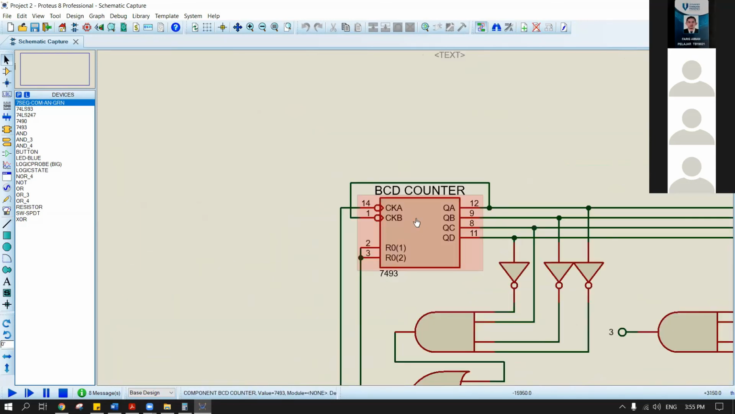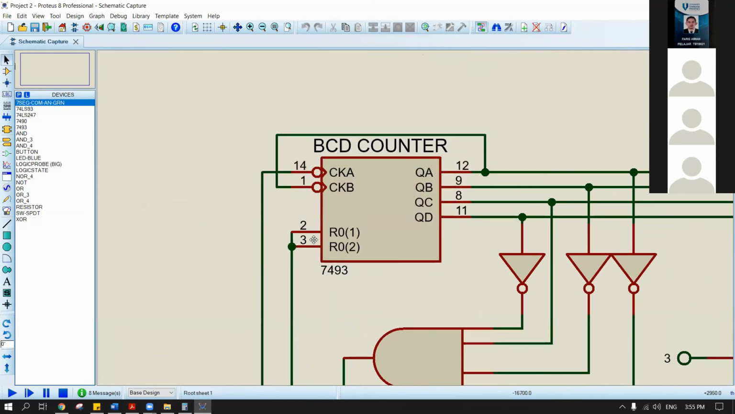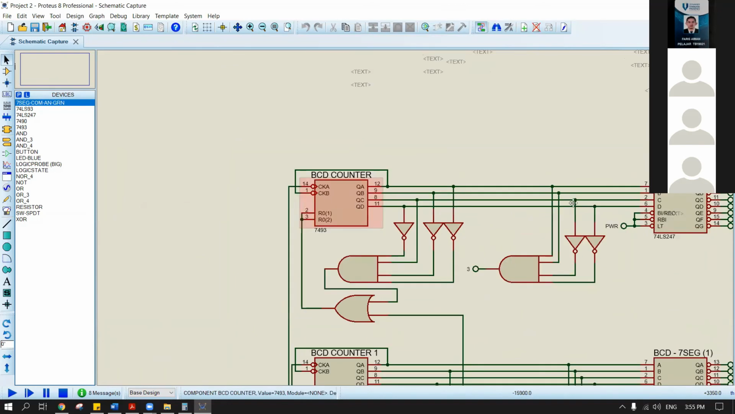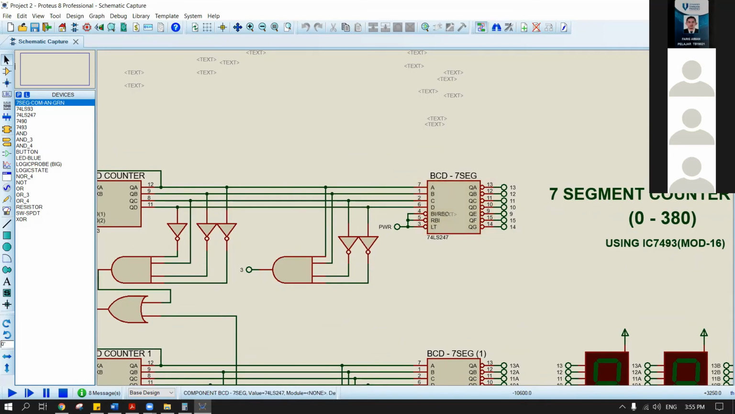Basically, you have to understand the data sheet of each IC. So what is inside here? What is inside here? So that you can create a circuit.